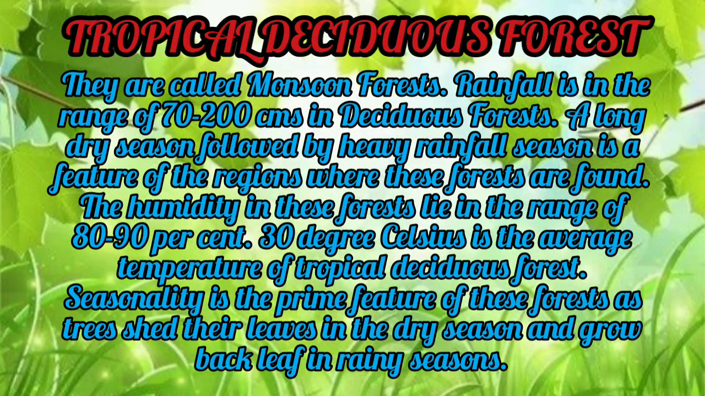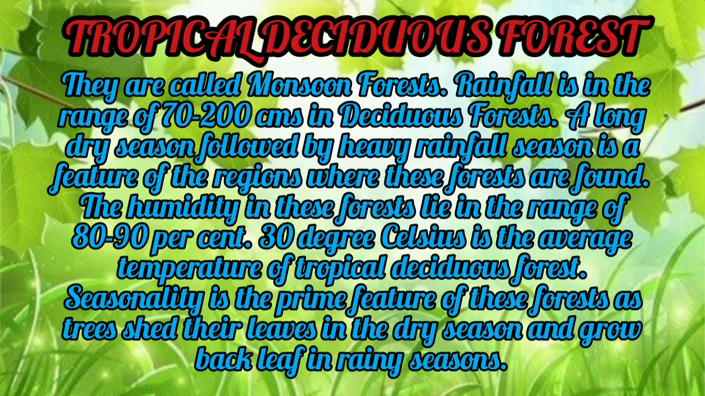Now let's talk about tropical deciduous forests. They are called monsoon forests. Rainfall is in the range of 70 to 200 centimeters in deciduous forests. A long dry season followed by heavy rainfall season is a feature of the regions where these forests are found. The humidity in these forests lies in the range of 80 to 90%. 30 degrees Celsius is the average temperature of tropical deciduous forest.